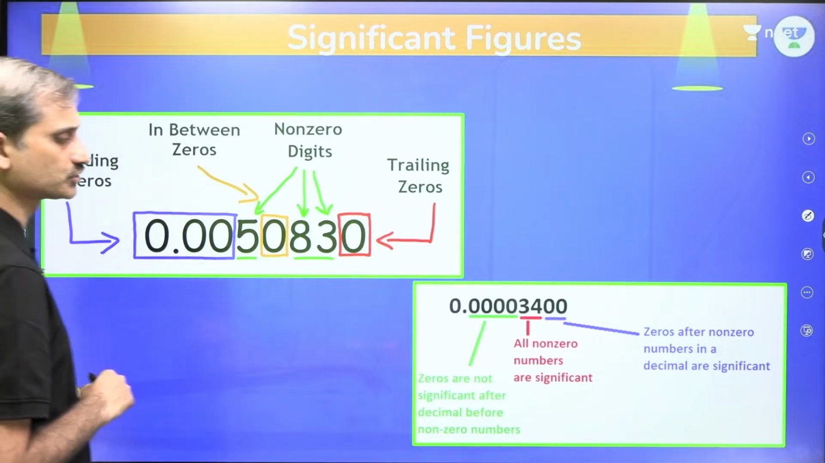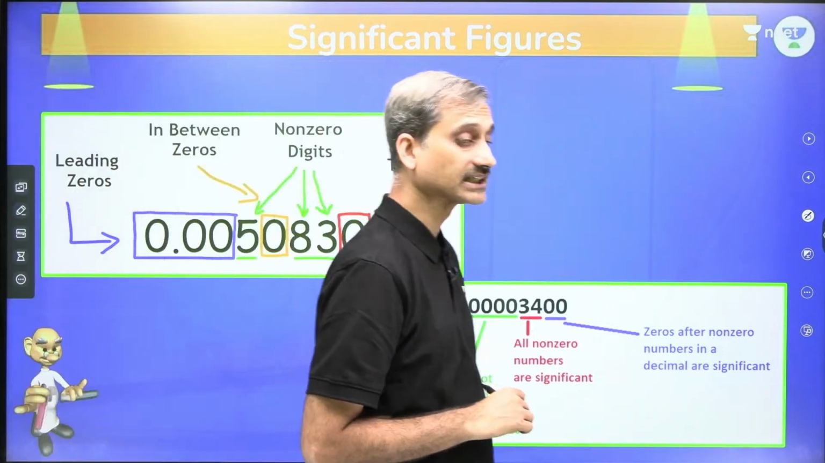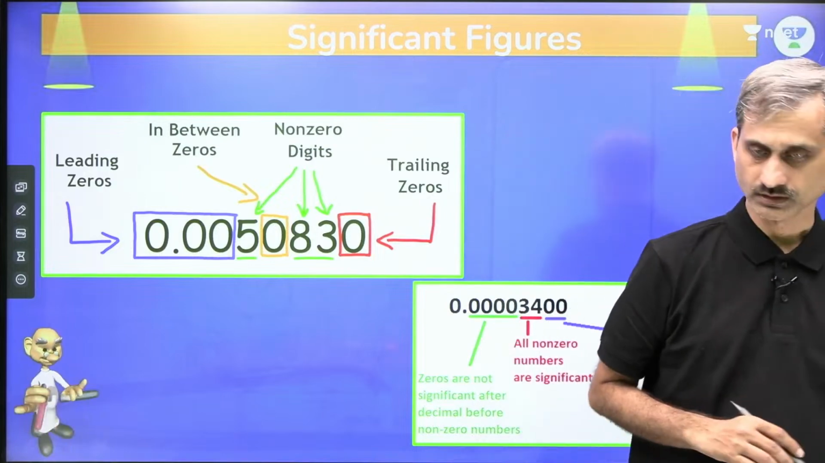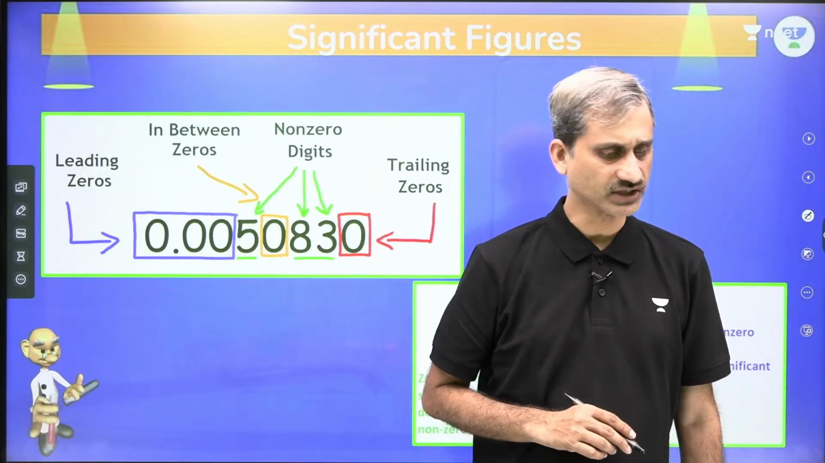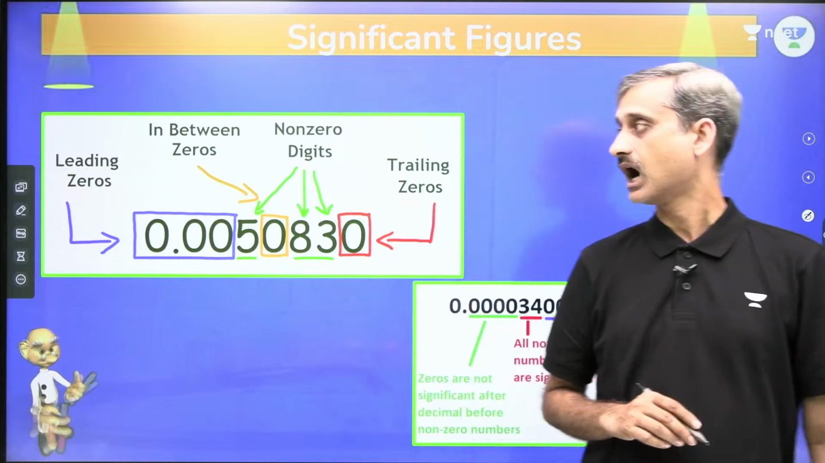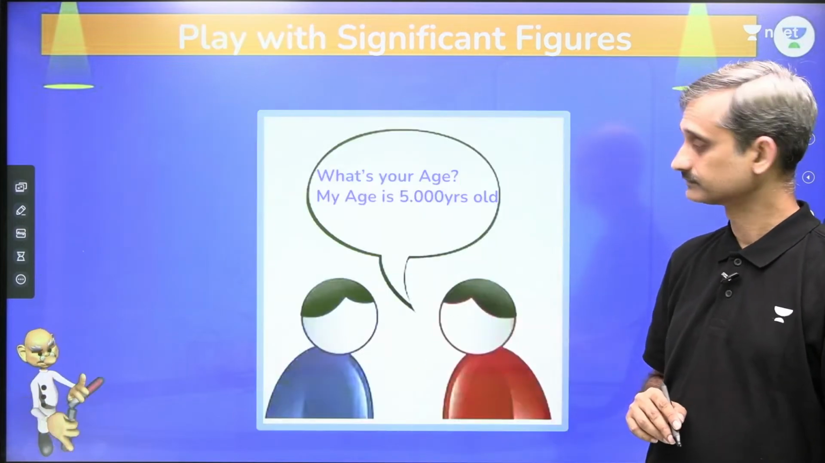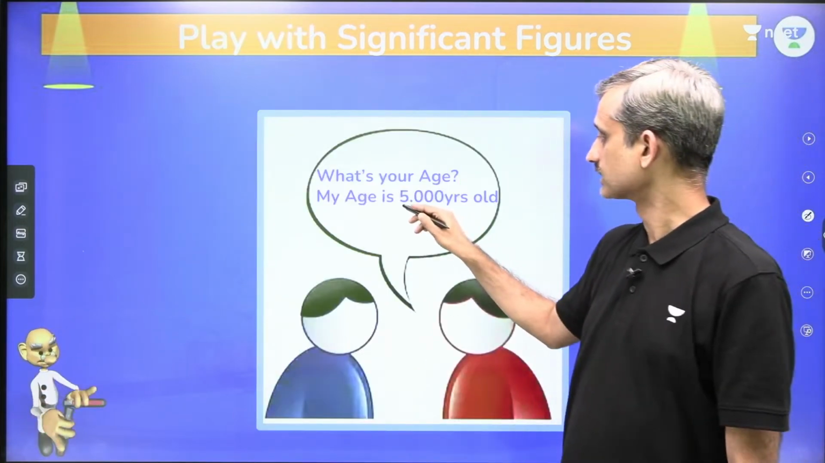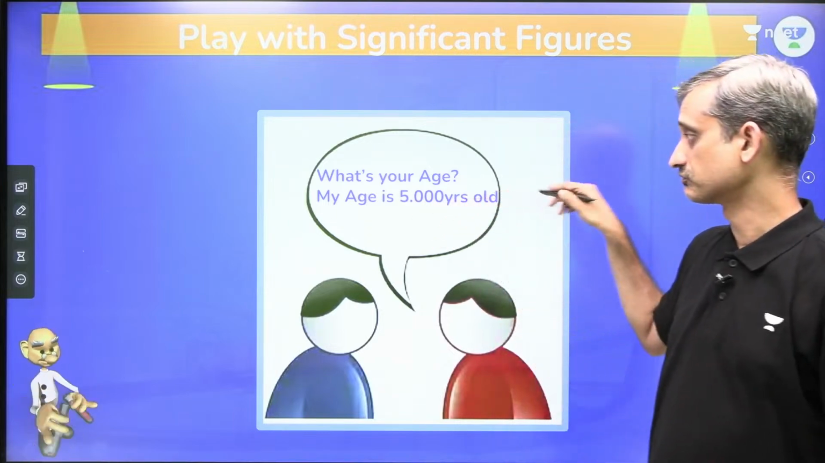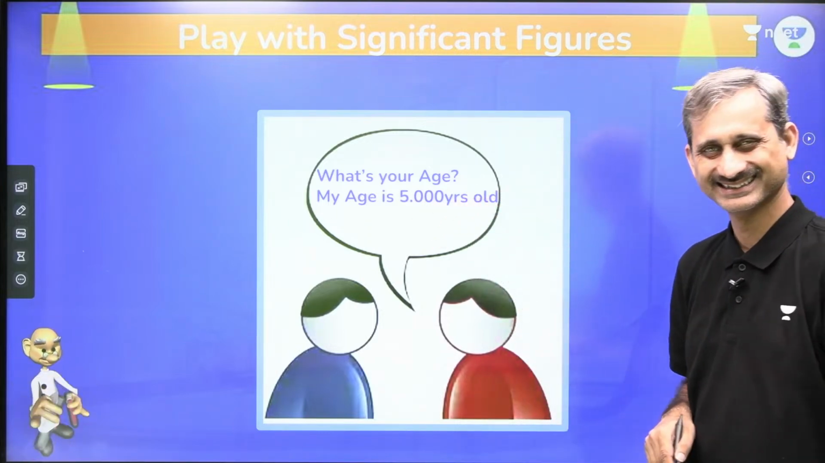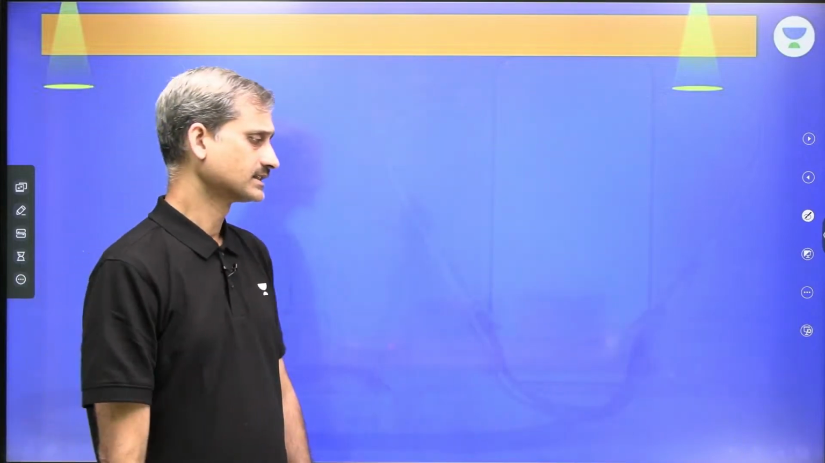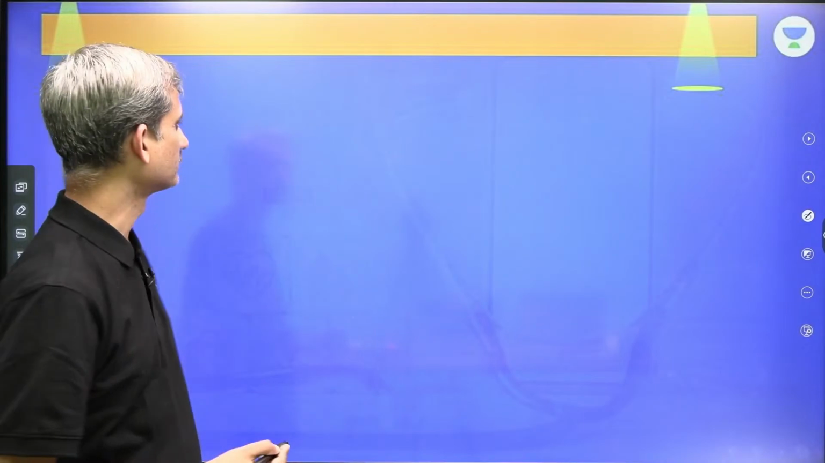So now we are going to talk about something called the significant digits. I hope you have heard of significant digits. What are the significant digits? Have you ever heard somebody saying, my age is 5.000 years? Significant digits. Okay, I'll ask you a question.